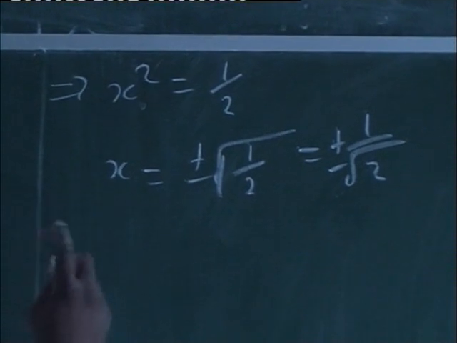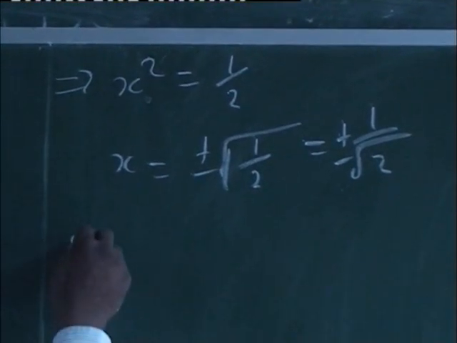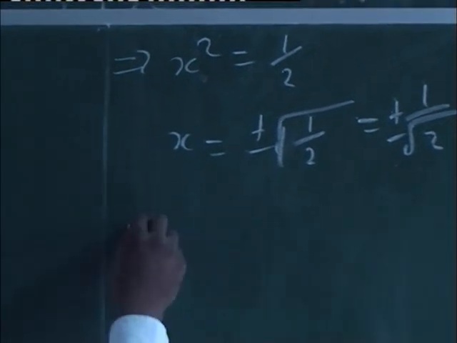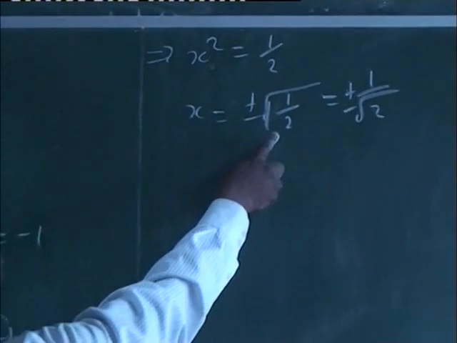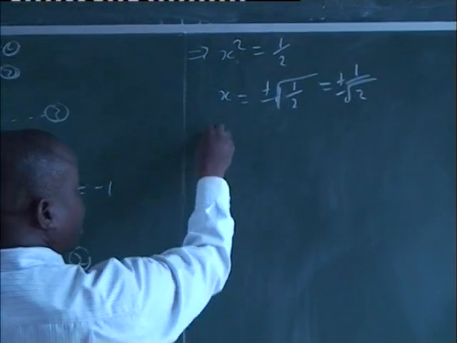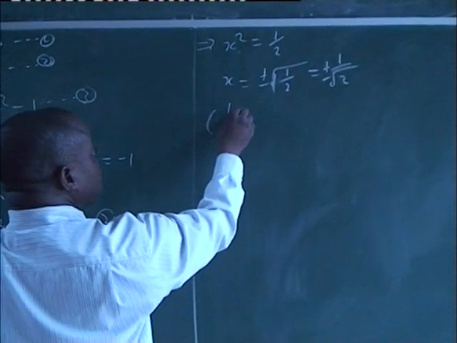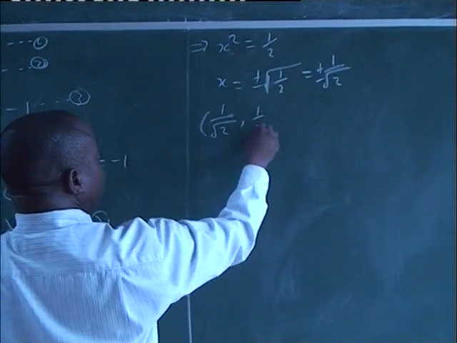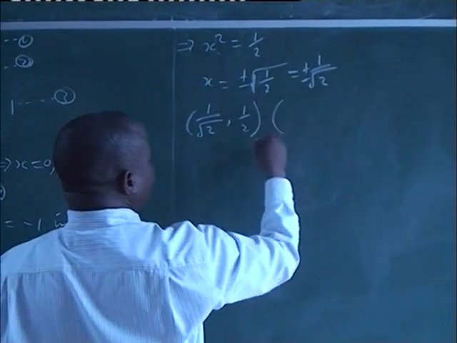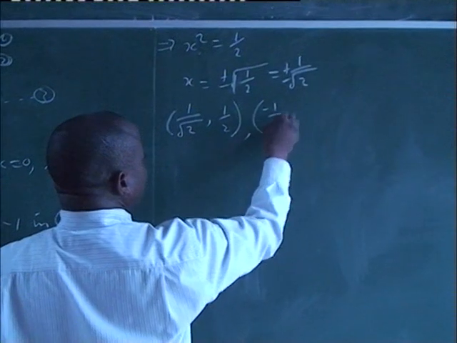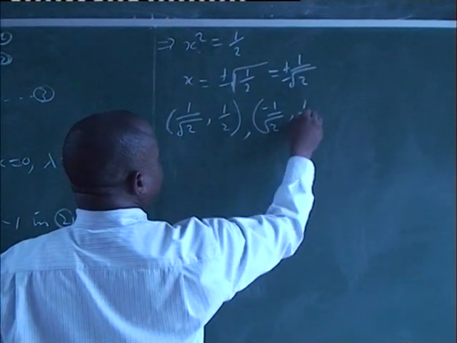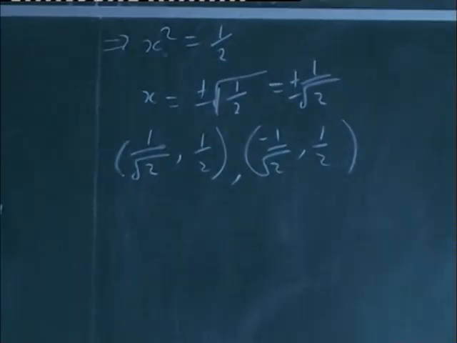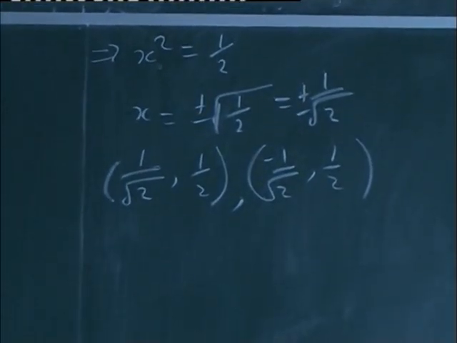So we have the points. The points now become, for the first one, plus or minus. So we have a point like this: 1 over root 2, then y is 1 over 2. We have another point, minus 1 over root 2, and then y is 1 over 2. So these are the points now. You will be able to locate the points.